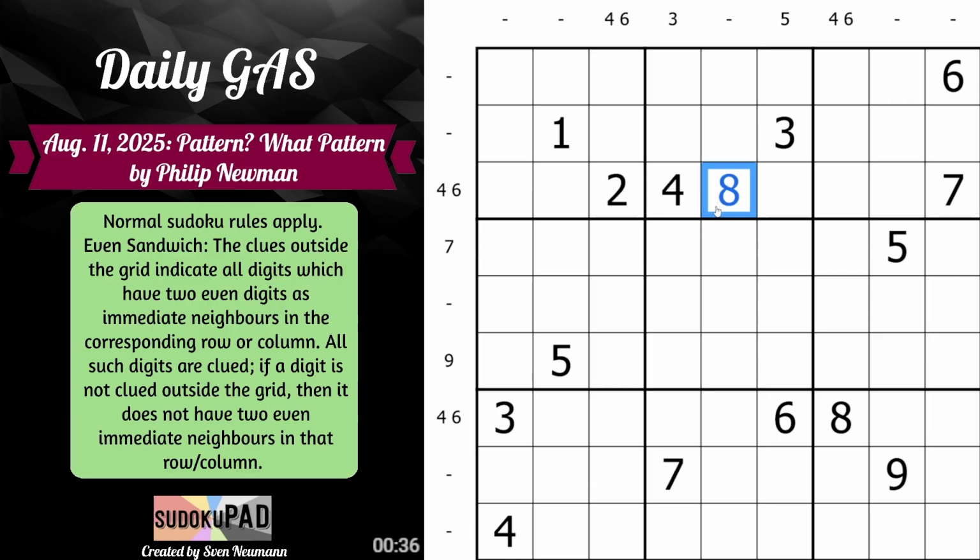Because let's say we placed an 8 here instead, then how could we place a 6 anywhere in this grid so that it has two even neighbors? So I think what has to happen is this has to be 6 here and this has to be 8 here. There you go. You have two even digits with two even neighbors, and no other digit could ever possibly have two even neighbors. And I think the same is true here. This will be 4, the opposite.